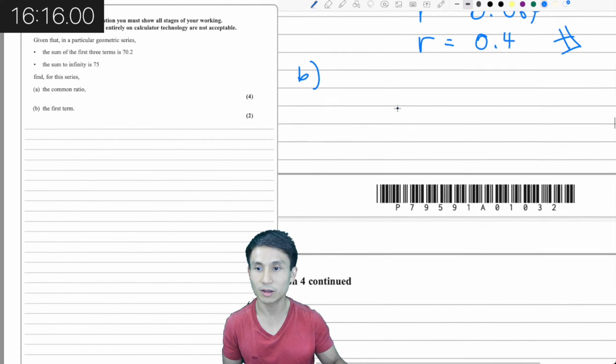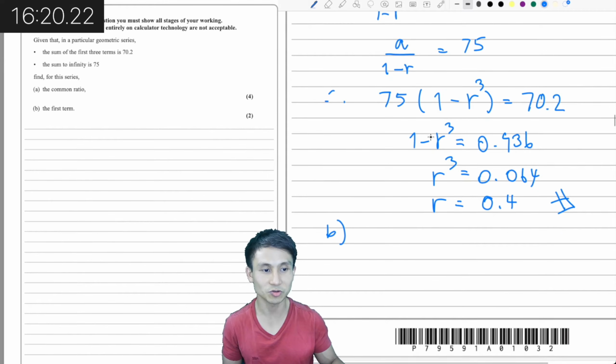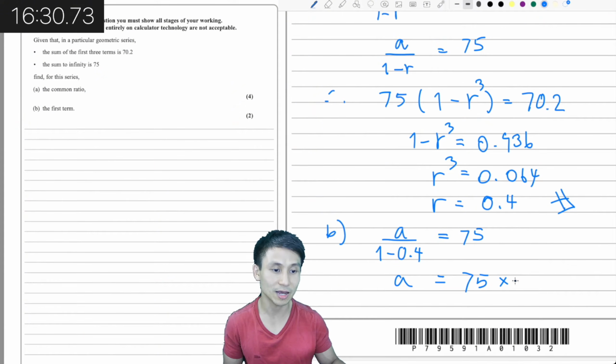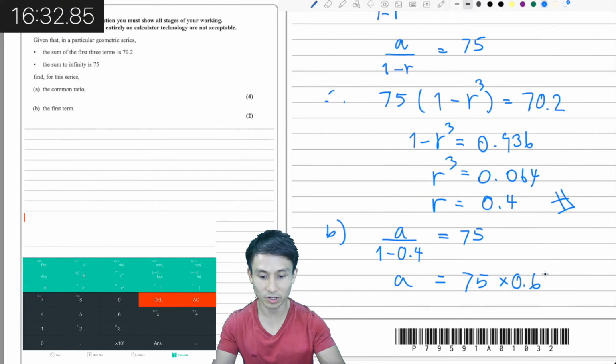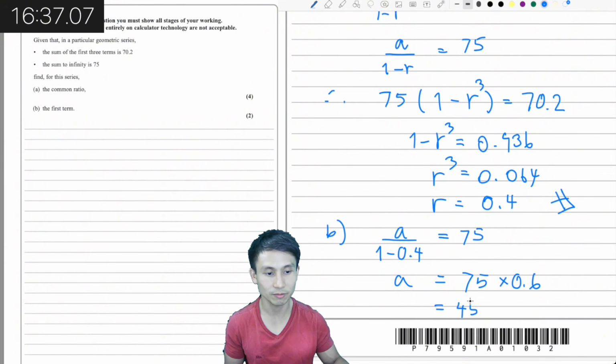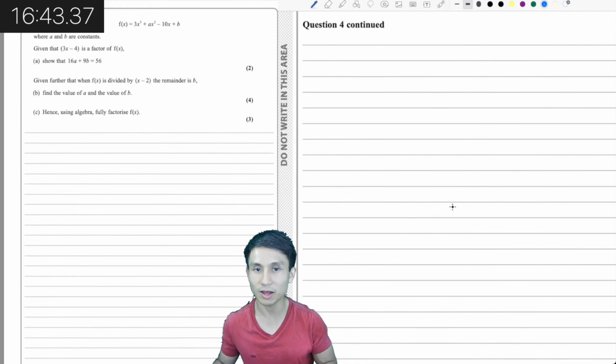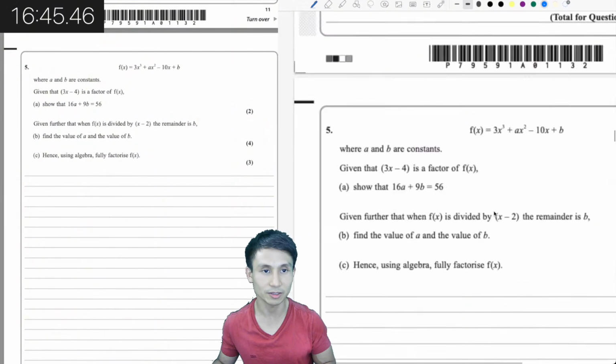B, the first term. Okay, that's not hard now. So we just substitute r into the infinite part here. So a over 1 minus 0.4 would be equal to 75. That means a equals 75 times 0.6, just solving the equation there. And we get 45. So a is 45. That's not hard. Next question, number 5. All right.